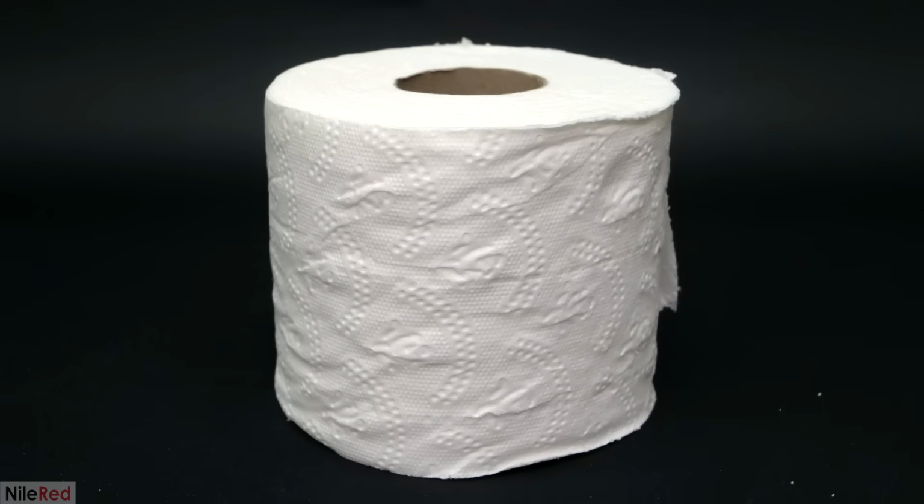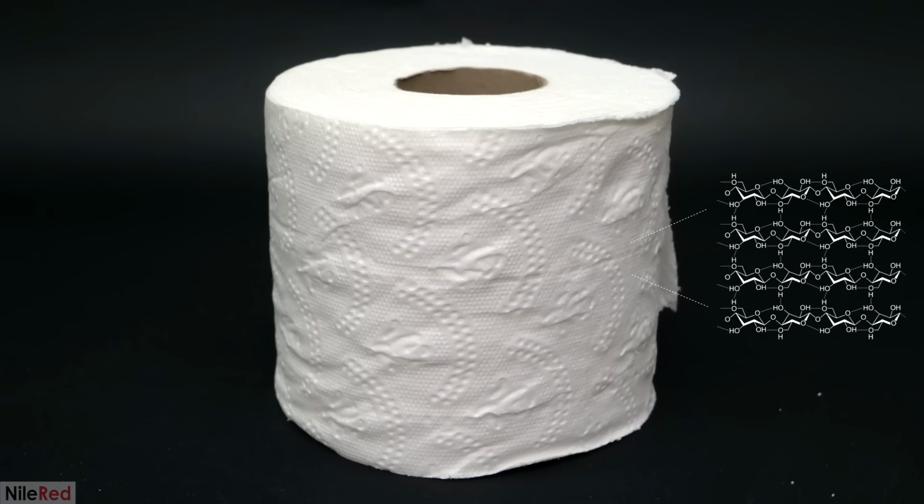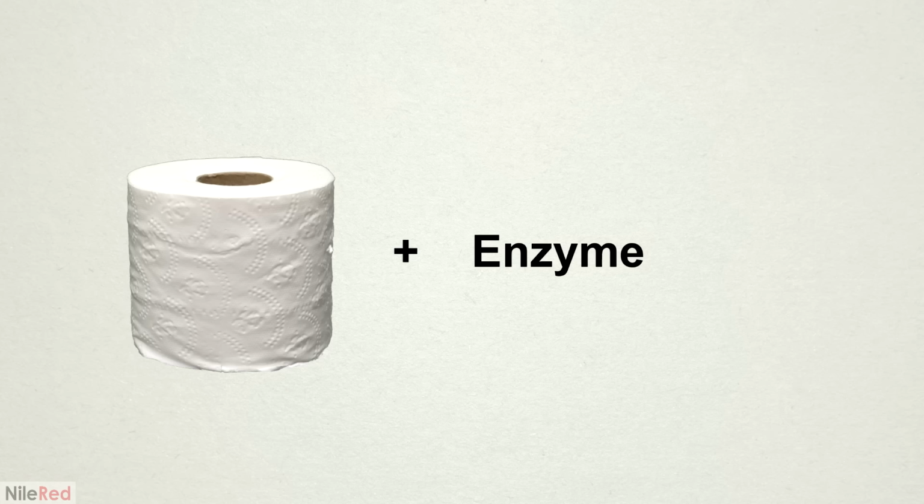However, this doesn't necessarily mean that it's easier for enzymes to break it down. At the molecular level, the cellulose fibers are still tightly packed together, and it's hard for cellulase to do anything. If I just directly mixed the enzyme with the toilet paper, not very much would happen, and it would probably make little to no sugar.